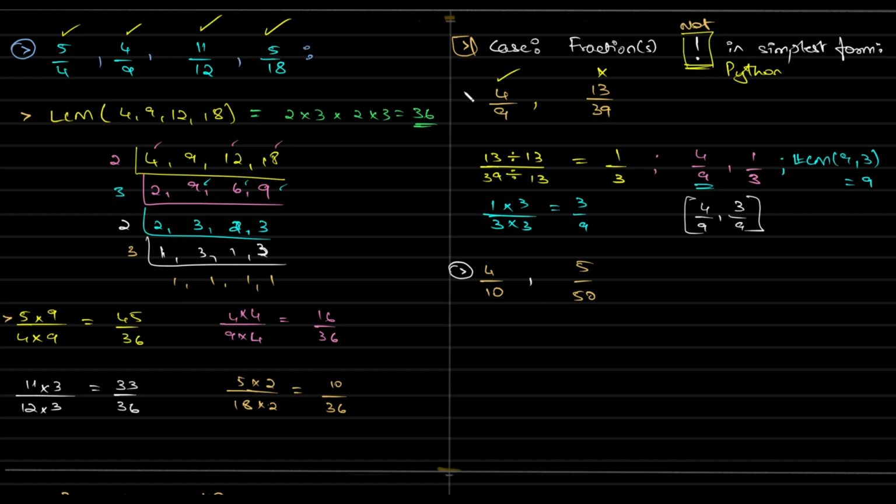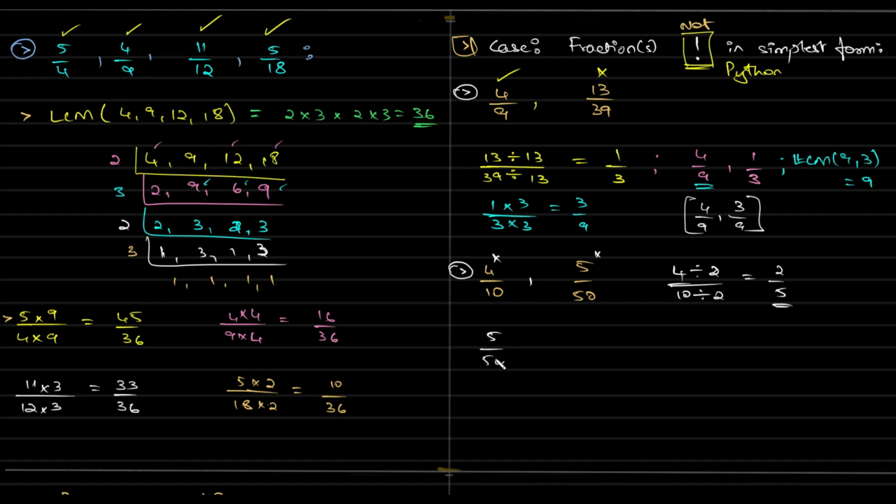Last few questions, don't stop. So we have 4 by 10 and 5 by 50. Are they in simplest form? The first one is clearly not, the second one is also not. So let's convert them. 4 by 10, okay, I'll do it here only. The HCF is 2, so this is 2 by 5, right?